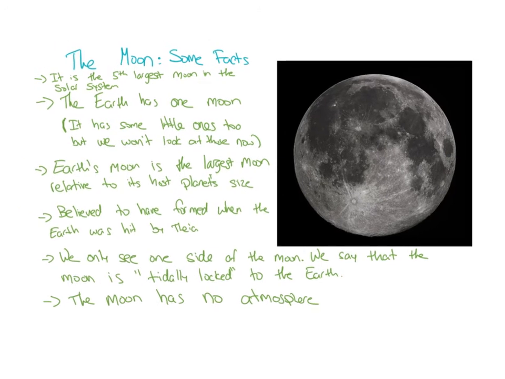Now let's look at the moon. The moon is the fifth largest moon in the solar system. The Earth has one moon. Even though we have little ones that kind of orbit us, we're just going to look at this moon today.